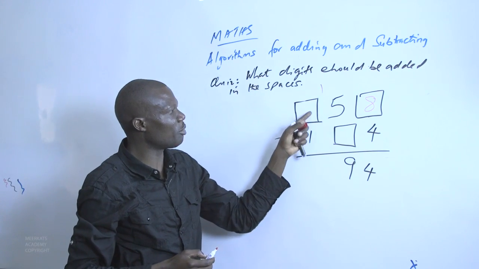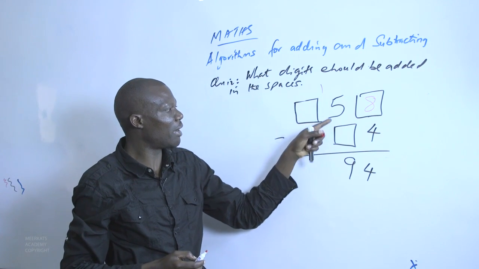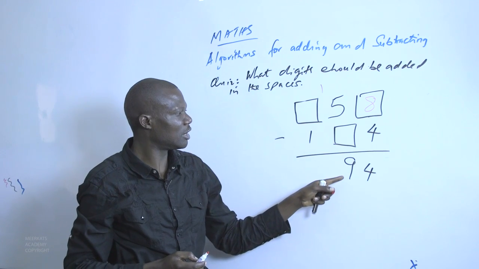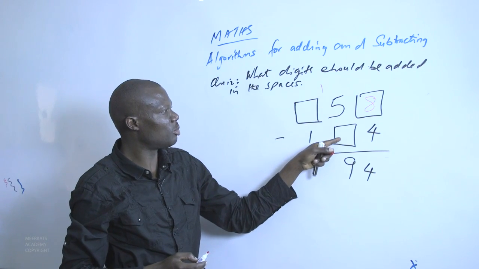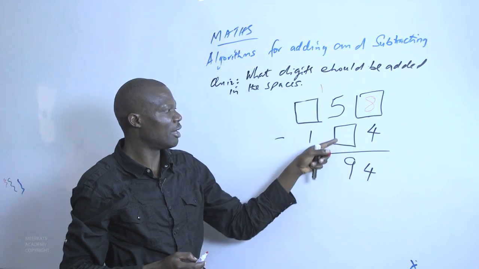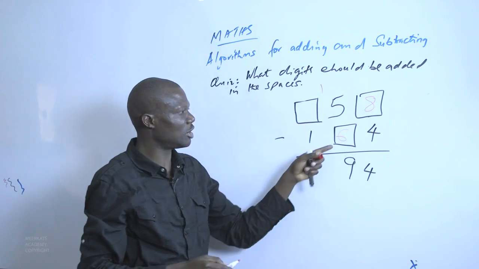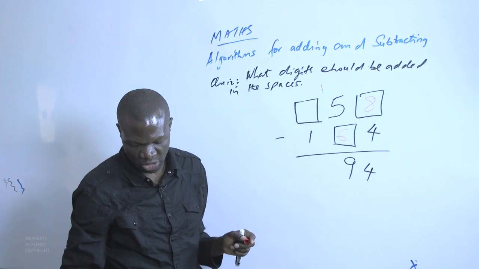So if we borrow a 1 from here, this gives us 15. So 15 minus something is a 9, which implies that to get this space, it is 15 minus 9, which will give us the value 6. So 6 is missing. 15 minus 6 is always equal to 9.